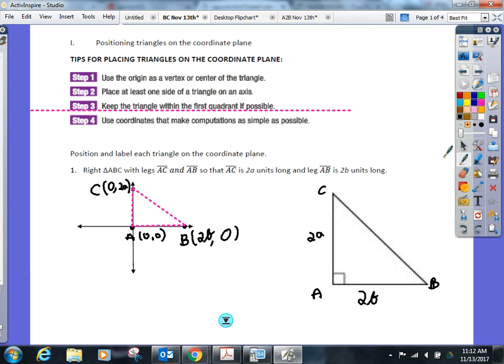Is that the only triangle I can make? No. We could put it in different quadrants if we wanted to and make some negative and positive. But again, in the first quadrant, it's easy to deal with. Everything's positive. Questions from you guys? Anything?